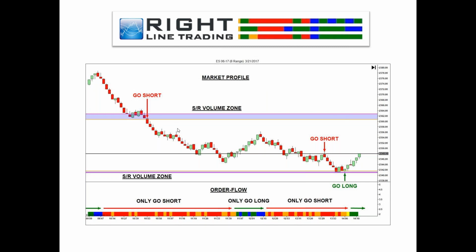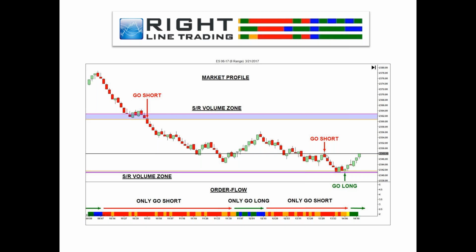Now here's another example. Again, these are support and resistance areas that are created by market profile. As soon as you get support broken, you can only go short in the direction of order flow. As soon as you hit the support of the point of control, you're out. And then, based on the direction of order flow, you could take a long trade here off support. And then when you come back up to resistance, you can only go short. Gives you an absolute direction.